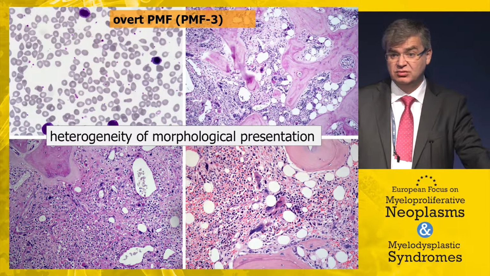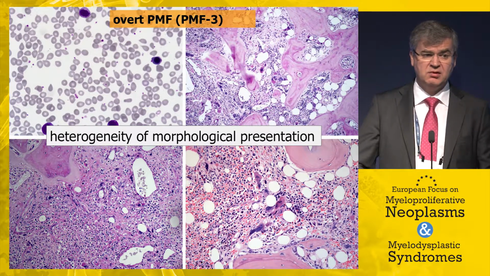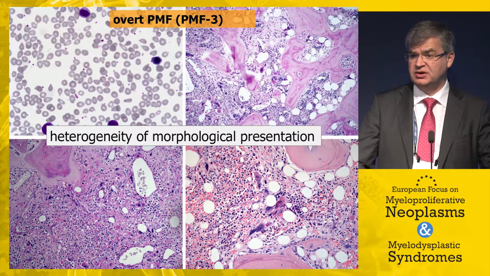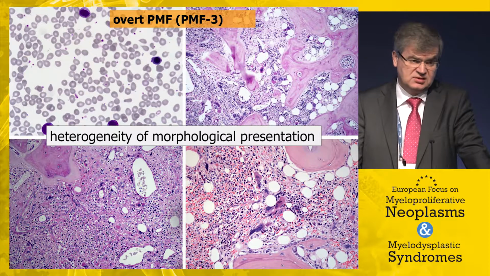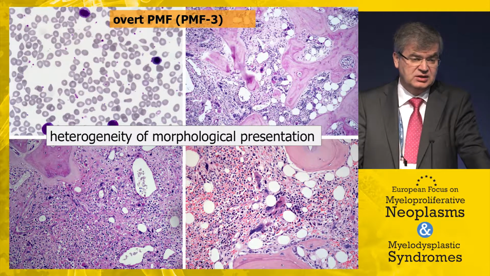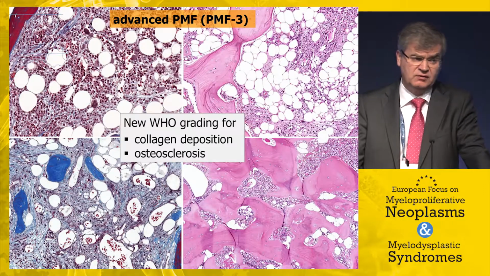This makes sense to have an impression about the cellularity of the marrow, because if you have a hypocellular marrow in an advanced stage and you start some of these new treatment options, you can bet that this case will get cytopenic because there's no cellularity in the marrow. There will be new grading for collagen and osteosclerosis for the pathologist.